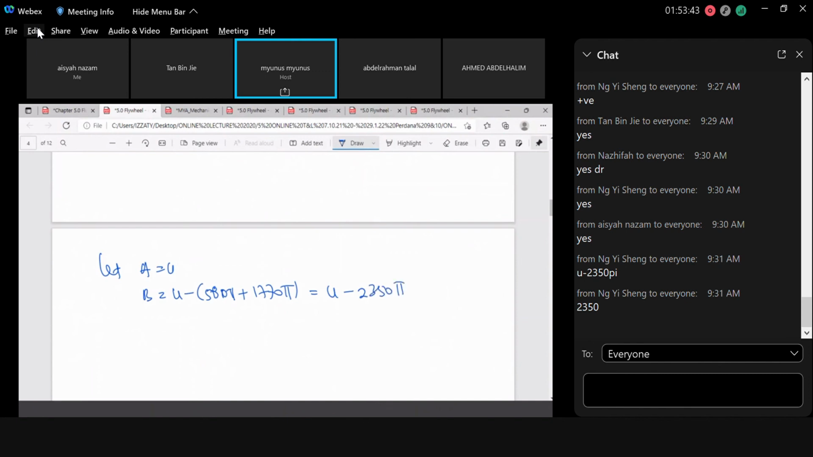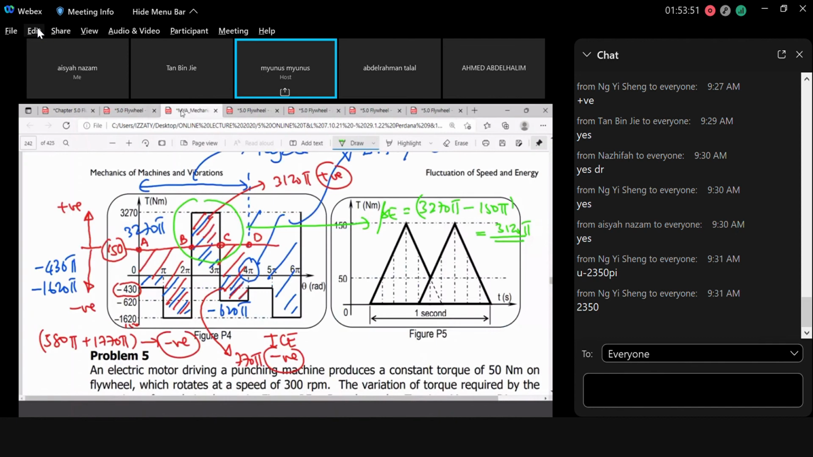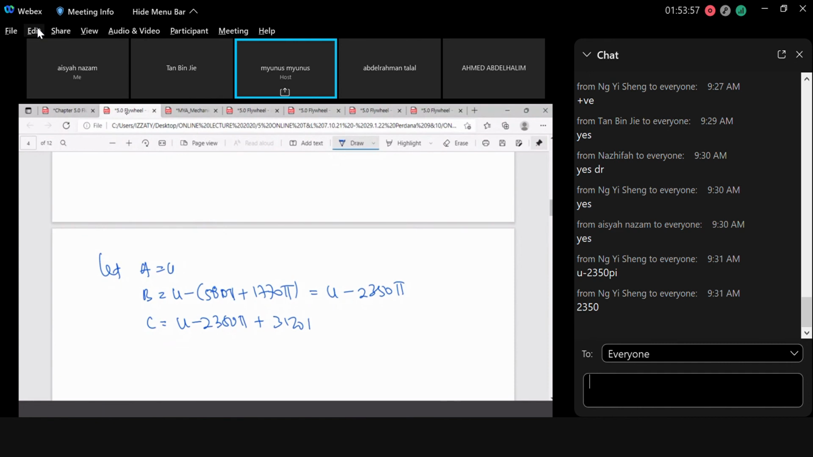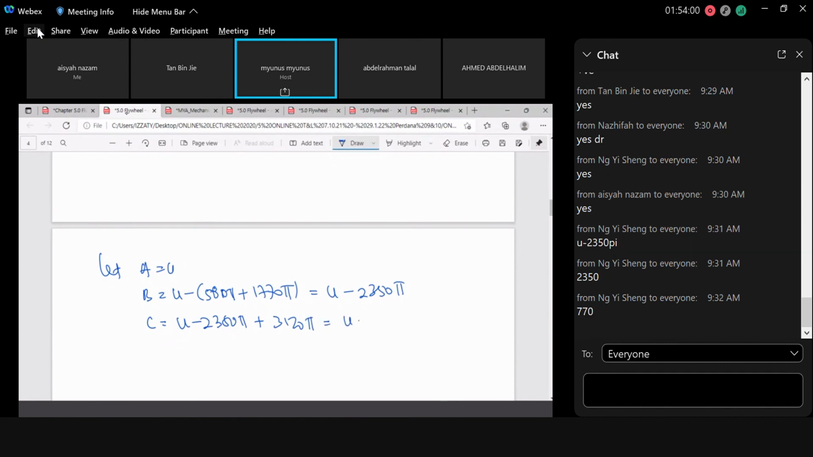Next, C is equal to U minus 2350 plus the top one, which will be 3120. So what do we have here? We have U plus 770, correct? Thank you, 770. So at D now is equal to U plus 770 minus 770. It becomes U plus 0. Then it is correct. So you put it here as energy is conserved.